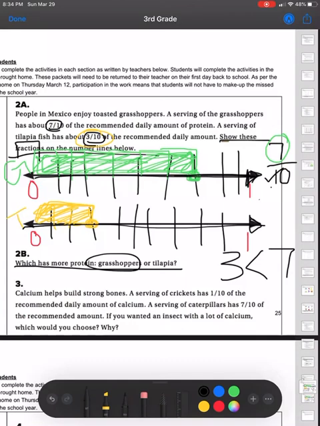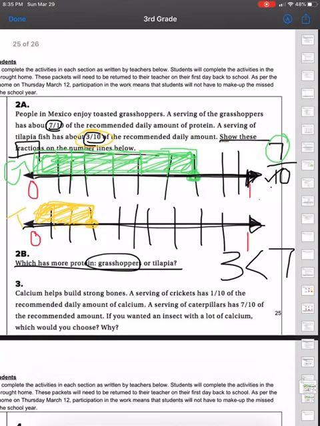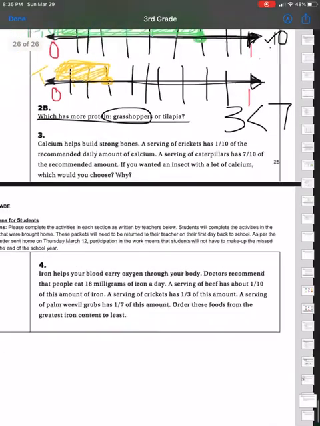So don't forget to use it in an answer sentence. I'm not going to tell you what the answer sentence is because you guys are super smart and don't need my help with that. But remember, circle your question word, and then say either grasshopper or tilapia has more protein, and tell why. And it's super simple, and I promise you guys are going to rock it.